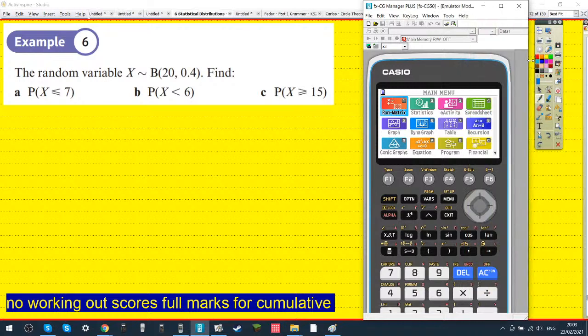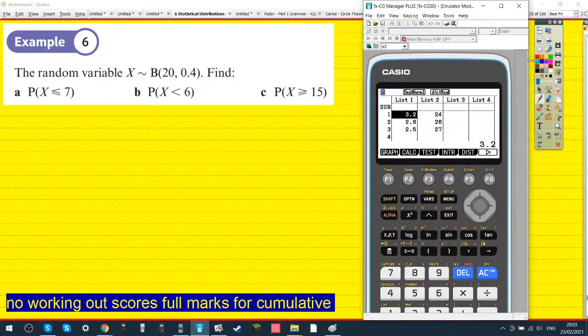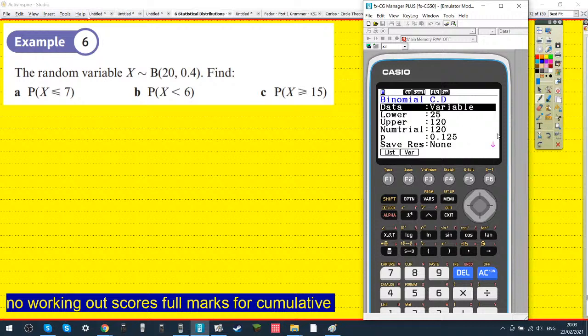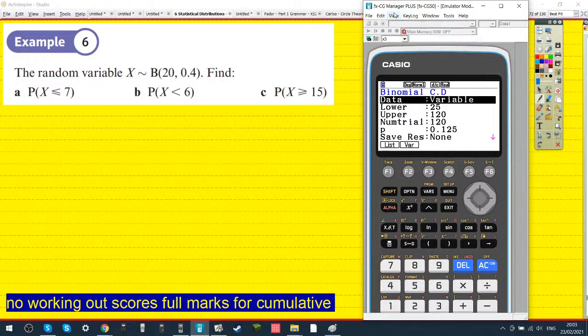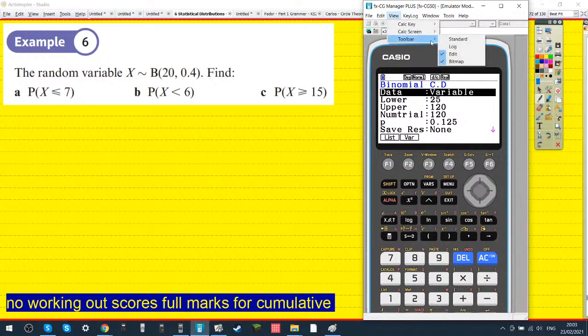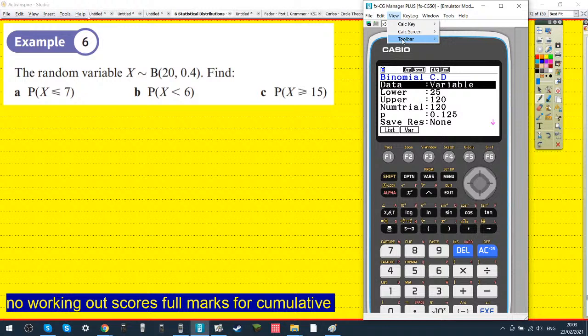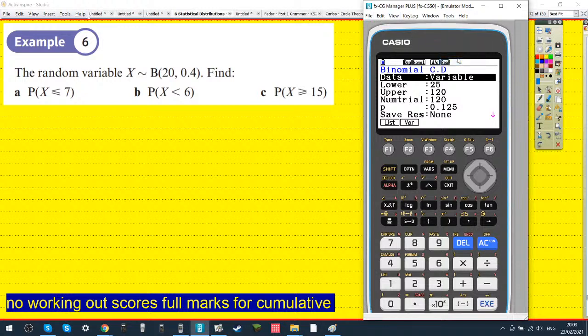Okay, so that is Stats 2. Distribution, F5 for binomial, and then F2 for binomial cumulative distribution. And so what do you think we're putting in for this? So for the data, would it be variable or list? Variable, always variable.